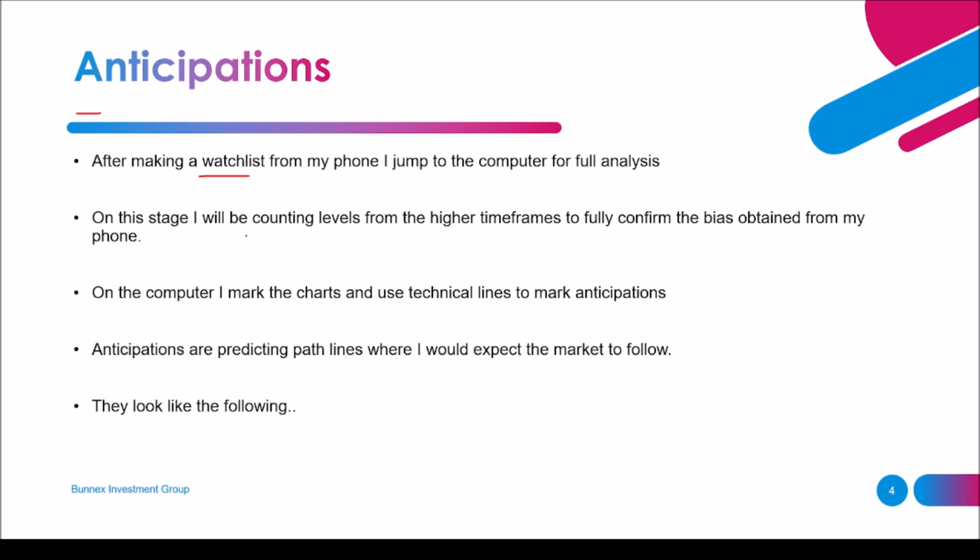At this stage, I'll be counting levels from the higher time frames to fully confirm the bias obtained from my phone. On the computer, I mark the charts and use technical lines to create the anticipations. So basically, anticipations are predicting path lines where I would expect the market to follow. They just look like the following.